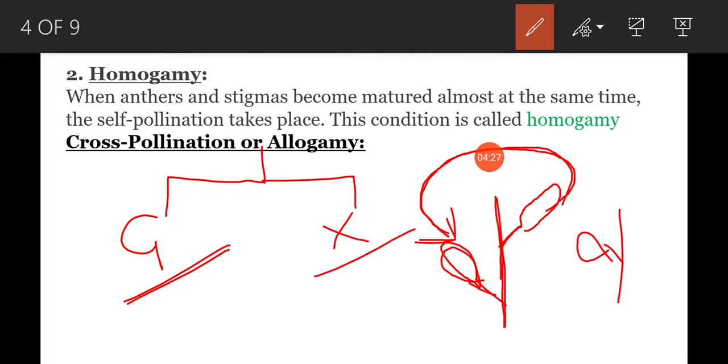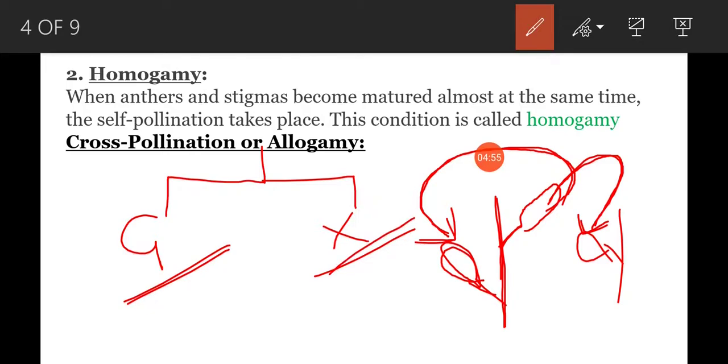Second one is xenogamy. Xenogamy is nothing but transfer of pollen grains from anther to stigma of two different flowers belonging to two different plants. Do you understand? Transfer of pollen grains from anther to stigma of two different flowers. They belong to two different plants of the same species. Okay, this is known as xenogamy.